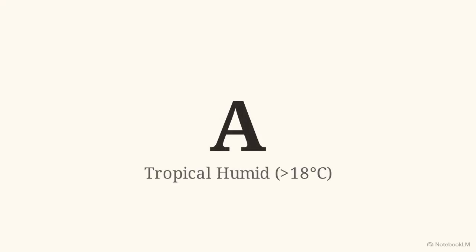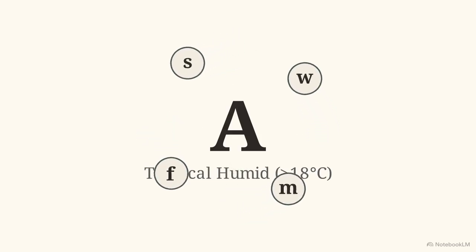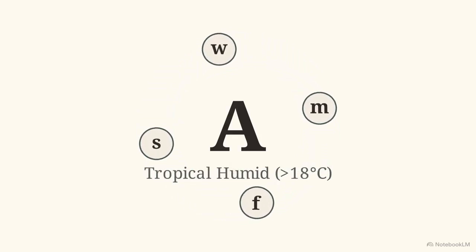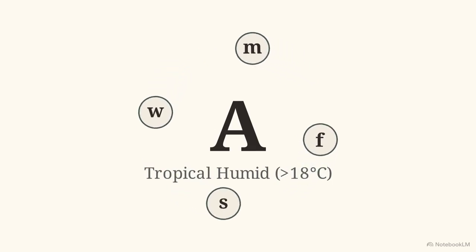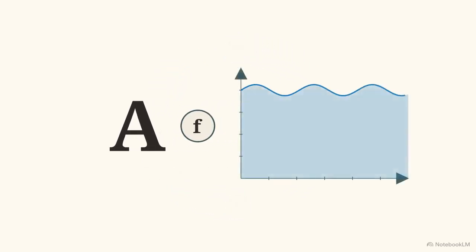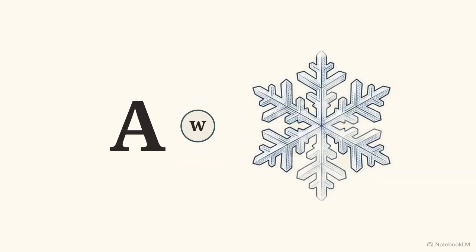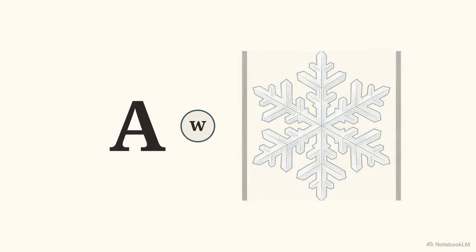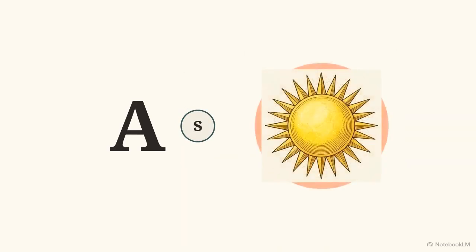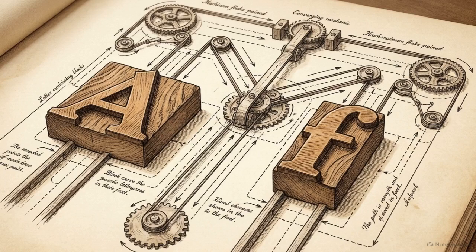A massive macroscopic temperature band lacks precision. To accurately describe a climate, the system encodes the seasonality of precipitation using a secondary layer of lowercase letters. An F indicates an environment with no dry season at all, while an M denotes a monsoon climate marked by short, extreme wet and dry fluctuations. Then we have the specific drought modifiers, W for a winter dry season and S for a summer dry season. When we apply these to the primary groups, the logic snaps into focus.